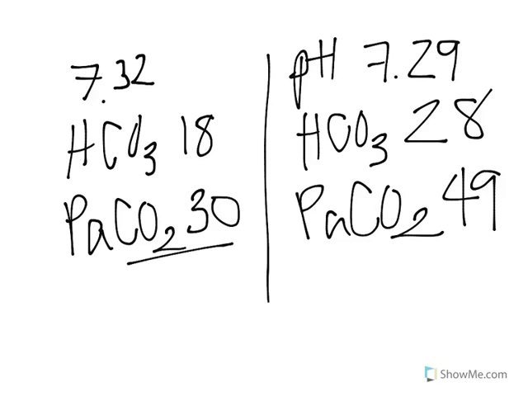This patient is experiencing respiratory acidosis with compensation from the kidneys. Respiratory acidosis is due to hypoventilation because they are not blowing off that CO2. It is accumulating in their system, causing a decrease in that pH. So the kidneys are going to compensate by retaining bicarbonate in an attempt to raise that pH level.